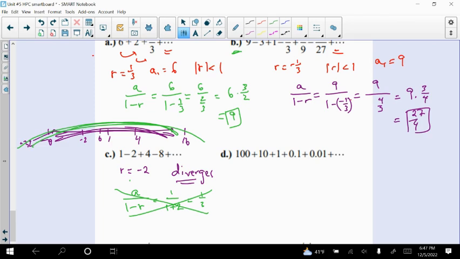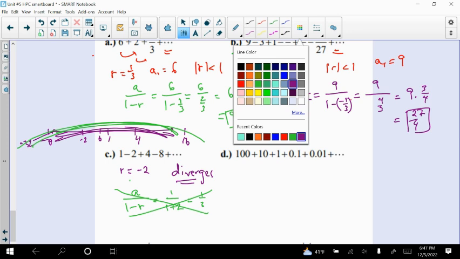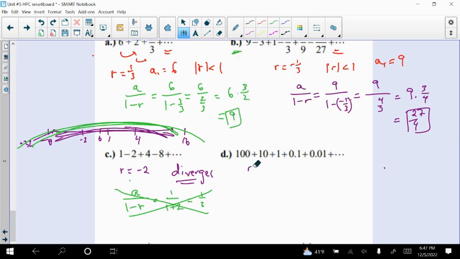Okay, part D. That one is geometric, and how do I know? Because every term you're multiplying by 1/10. So you have a common ratio, and in absolute value, that's less than 1. So you know we can apply A over 1 minus R. That first term is 100, and then you divide by 1 minus 1/10. So that's 100 divided by 9/10, which is equal to 1,000 divided by 9.